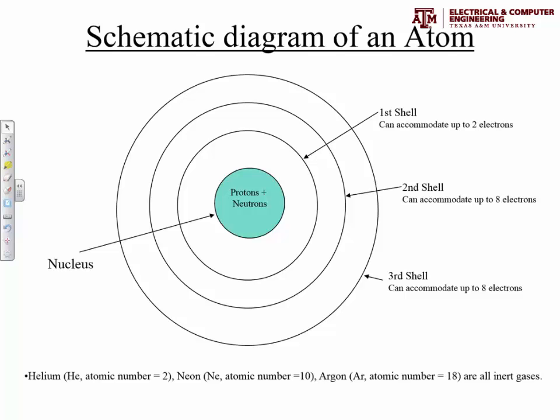Another example is neon, which has an atomic number of 10. Again, in the first shell, 2 electrons will go. In the next shell, 8 more electrons will go. So it has a completely filled outer shell. As a result, neon also is not going to react with anything. Argon has an atomic number of 18. Again, it's 2 plus 8, 10, plus 8, 18. So the outermost shell is completely filled up, so there is no scope for electron transfer, electron sharing, whatever. That's also an inert gas.